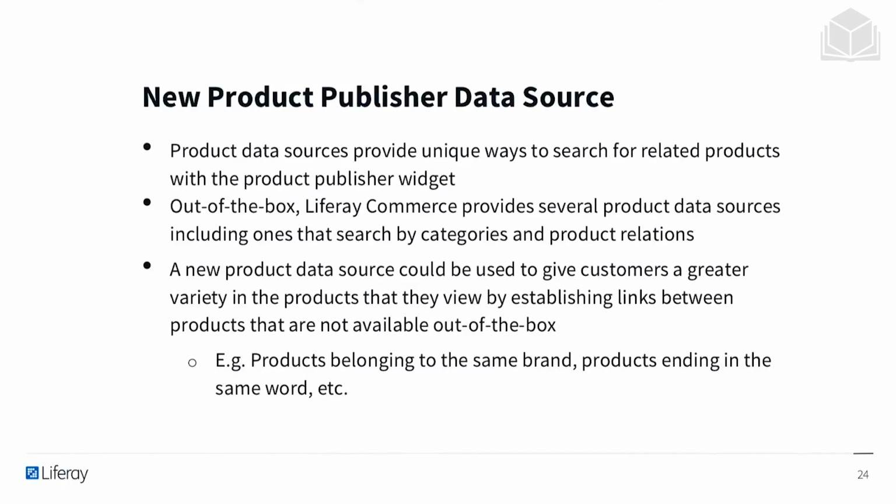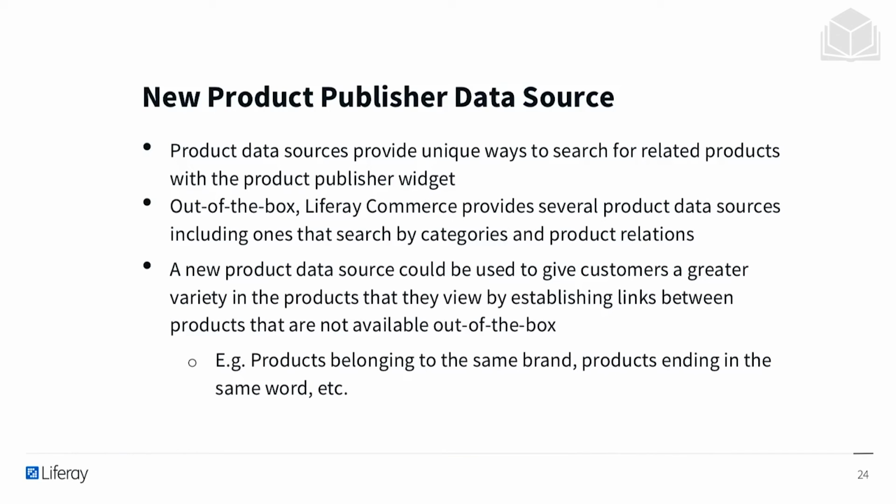It's possible to create a new product publisher data source for Liferay Commerce. A product data source provides a unique way to search for related products with the product publisher widget. Out of the box, Liferay Commerce provides several product data sources, including one that searches by categories and product relations. A new product data source could be used to give customers a greater variety in the products that they view by establishing links between products that are not available out of the box.